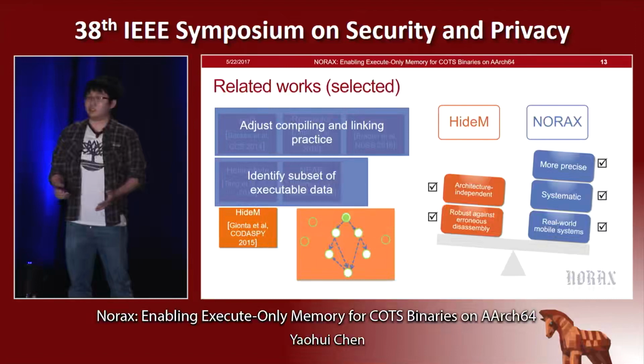For example, in the scope of ARM64, Norax is more precise because its analysis depends on specific ARM64 ISA knowledge. But HiDEM's approach is actually architecture independent. They can handle other architectures such as x86. And because of that, their disassembler is also robust against erroneous disassembly, which is naturally not a problem for ARM64 anyway. And Norax is more systematic because it has a higher coverage on the references, and also Norax is enabled on the real-world mobile systems.